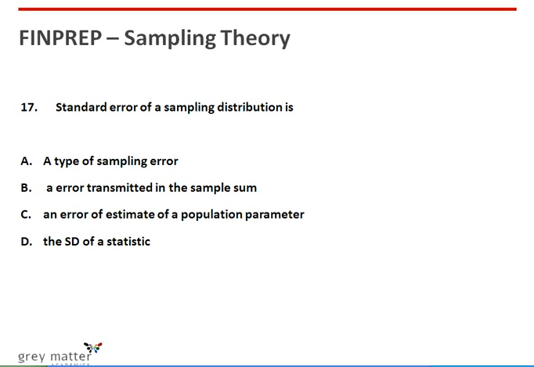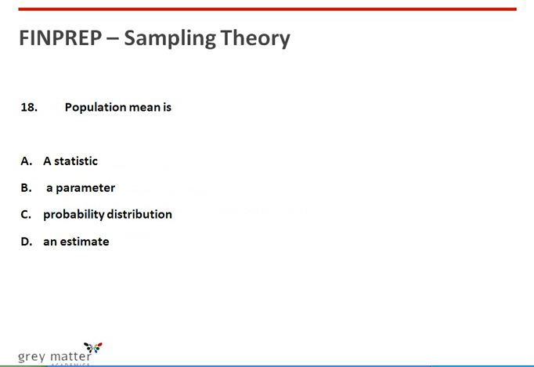17th question, standard error of a sampling distribution is the standard deviation of a statistic. This is as per the definition of standard error, so it is the D option, which says the standard deviation of a statistic. 18th question, population mean, out of the given options, it is a parameter. As per what exactly a population mean represents, it only represents a parameter, so it is the B option, which says a parameter.